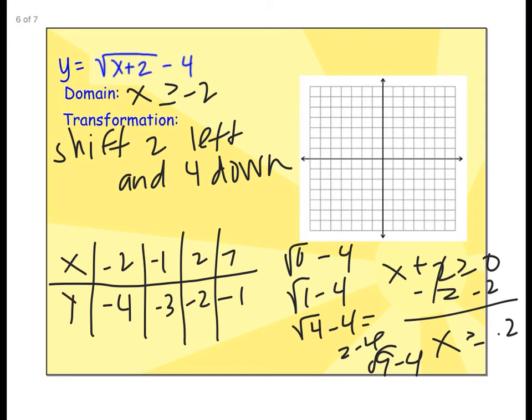So now I've got some points to graph. I'm going to start at negative 2, negative 4. Then I'm at negative 1, negative 3, 2, negative 2, and 7, negative 1. I would say it's nice if you can have 4 points on a graph, but sometimes they don't fit. So 3 is kind of the minimum, but obviously more is better.